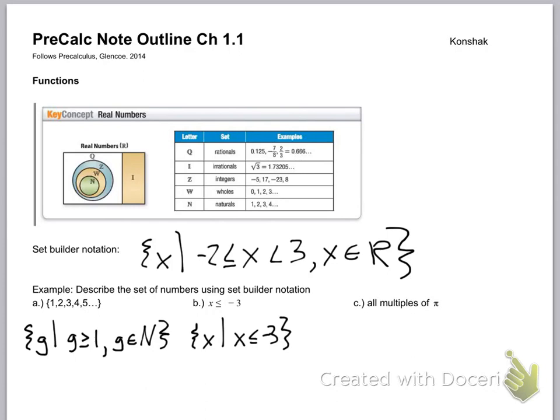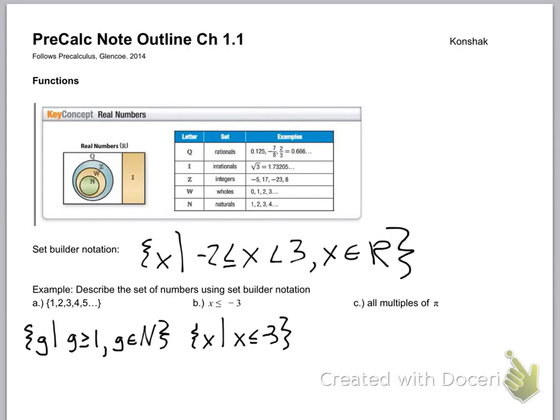C is an interesting one because it has to be multiples of pi. Someone give me a multiple of pi. 6.28, but that actually would be what in terms of pi itself? 2 pi, yeah. No, it wouldn't be squared. That'd be 9. Give me another one. 3 pi, 4 pi, 8 pi, 100 pi, -2 pi. What about 0 pi? Is that a multiple of pi? Technically, yeah.